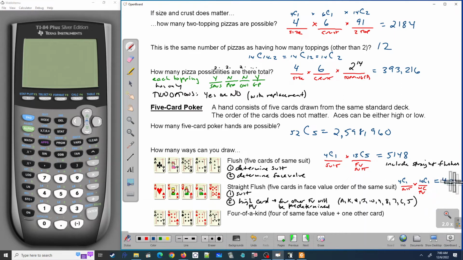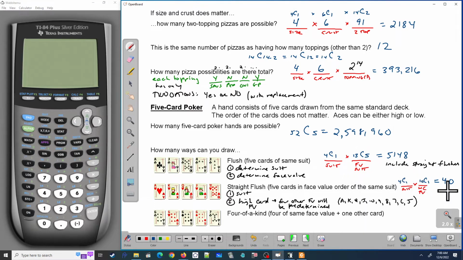And then I'm going to take the 40 here and subtract all that from the 5,148. And so technically there are 5,108, let's say, regular flushes. All right, and that's kind of how we do it. And that's why a flush is a very valuable hand.